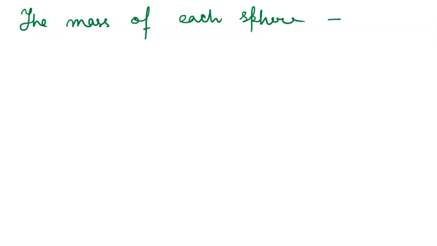Hi, this question says that the gravitational force between two identical lead spheres kept 1 meter apart is 0.006673 Newton. Find their masses, right? So there are two identical spheres, each having equal mass. Identical means having the same mass, right? So we will consider the mass of each sphere to be m, because they are identical.